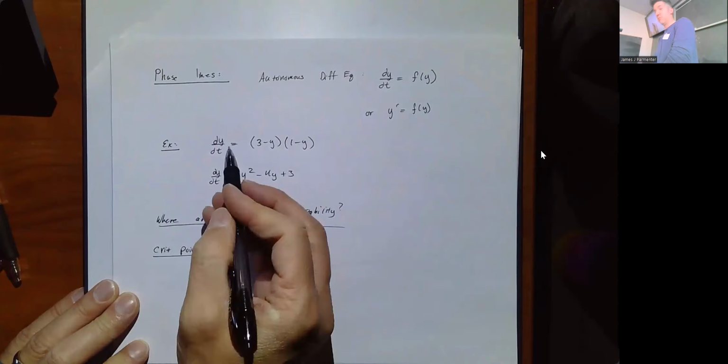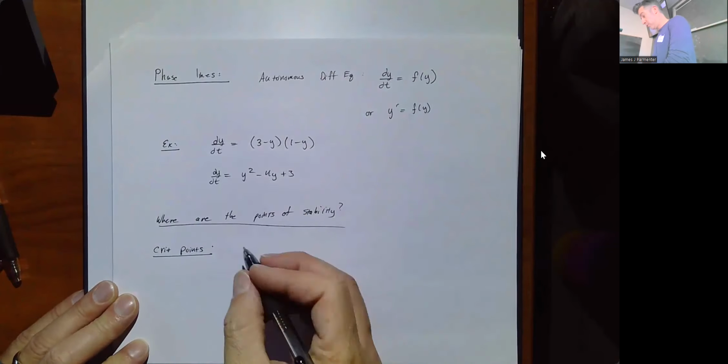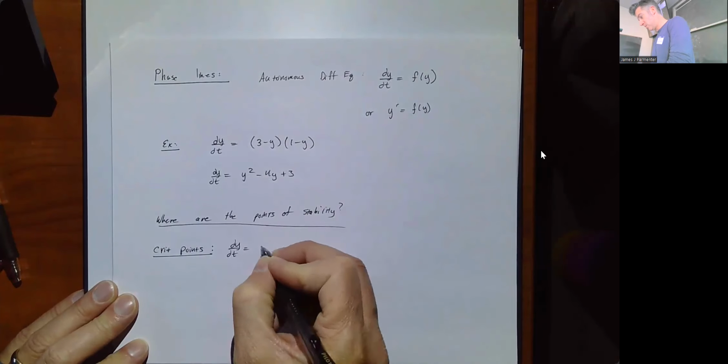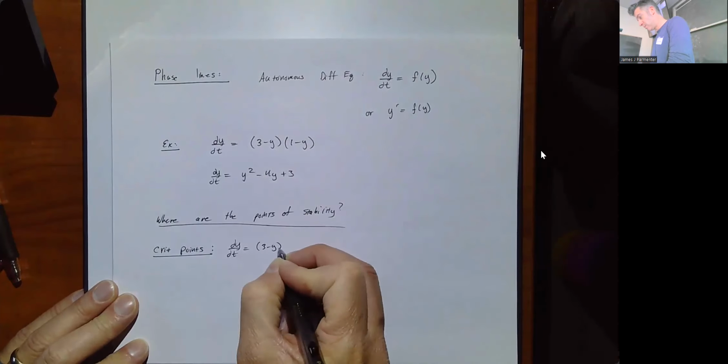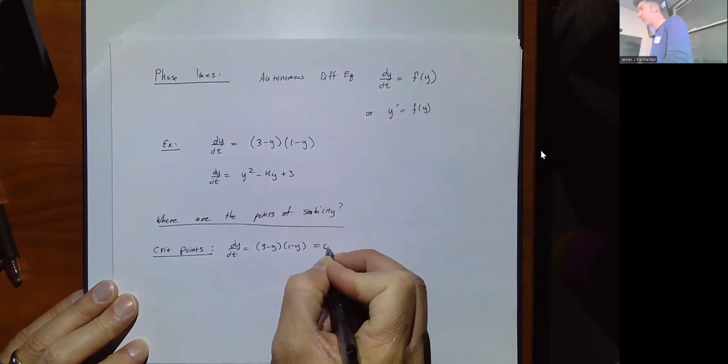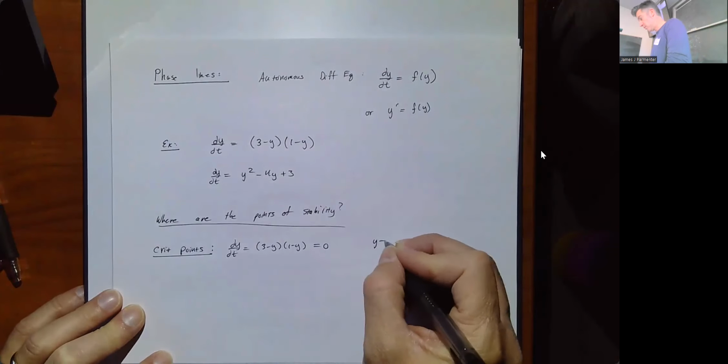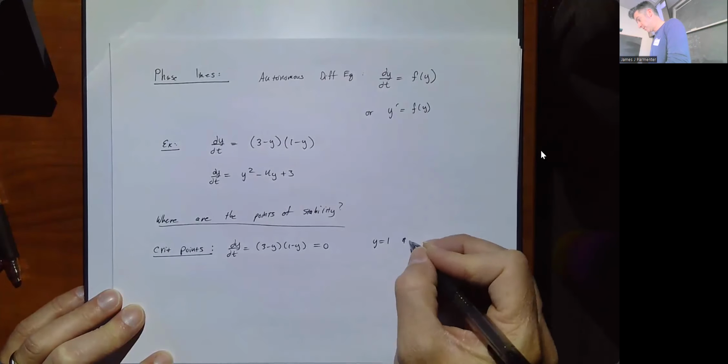So our critical points, well, we already know what the derivative is. The derivative is dy dt. So the critical points are exactly when dy dt, which in this case is equal to 3 minus y times 1 minus y, is equal to 0. So our critical points are where y is equal to 1 and y is equal to 3.